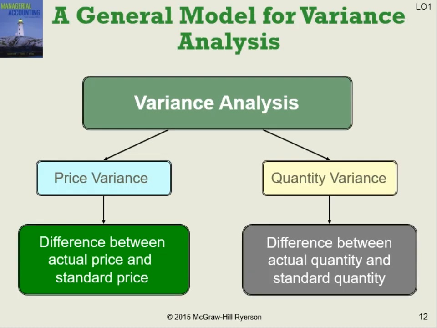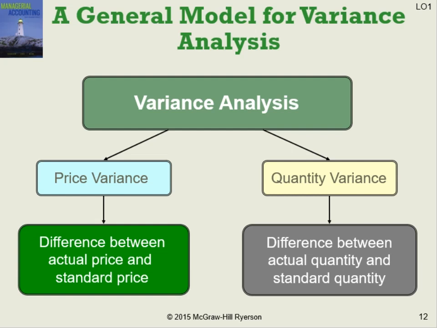So what do we do with variance analysis? Well, we look at a price variance and a quantity variance. So we set the standards for price and the standards for quantity separately. We also analyze them in separate calculations. So the price variance looks at the difference between the actual price and the standard price applied to the standard quantity of materials. So we take the difference in price times the standard quantity. The quantity variance looks at the difference between the actual quantity and the standard quantity based on the standard price.